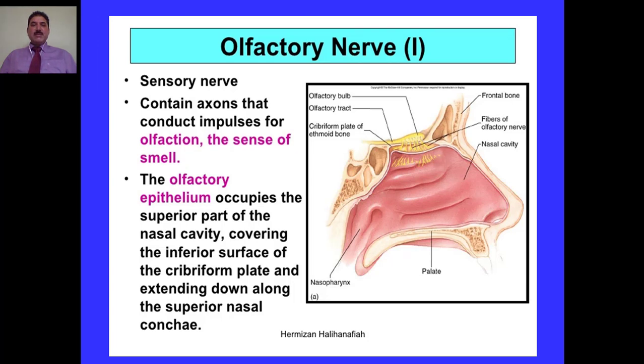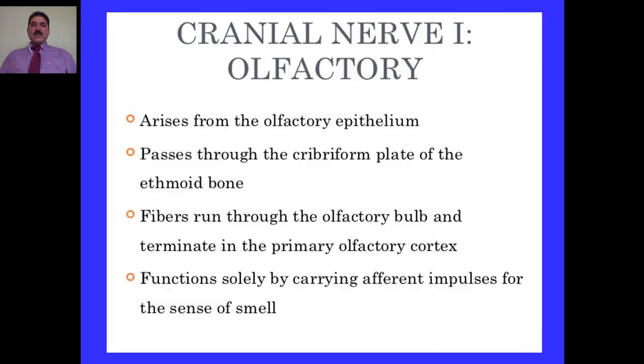The olfactory epithelium occupies the superior part of the nasal cavity, covering the inferior surface of the cribriform plate and extending down along the superior nasal concha. This nerve arises from the olfactory epithelium and passes through the cribriform plate of the ethmoid, as already said. Fibers run through the olfactory bulb and terminate in the primary olfactory cortex. It functions solely by carrying afferent impulses for smell.